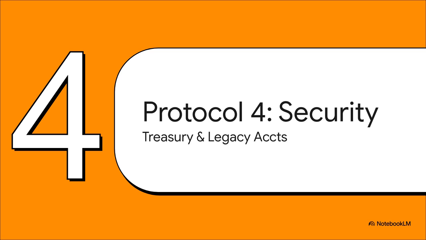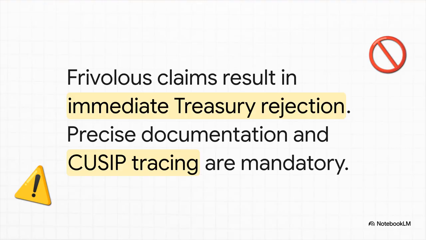That brings us to our final protocol, number 4, security management. This section details the procedures for accessing and managing securities that are reportedly linked to an individual's public trust via Treasury Direct and other legacy accounts. Now, a critical warning is embedded in the system manual here. This process demands absolute precision. The Treasury will reject any claims it deems frivolous without a second thought. That means perfect documentation and exact tracing of CUSIP security identifiers are mandatory. There is no room for error.